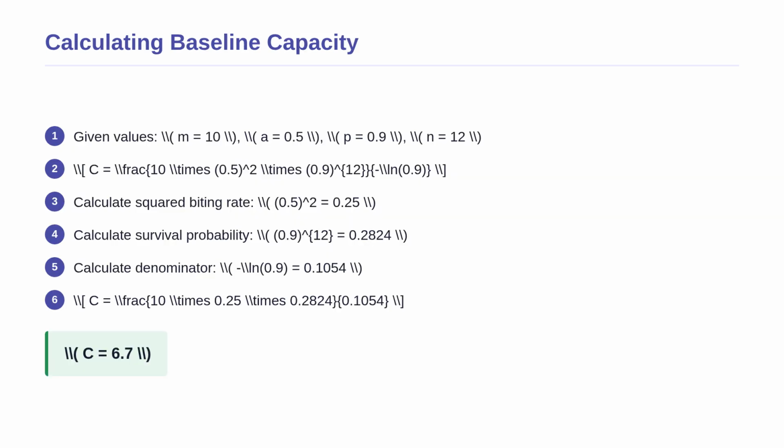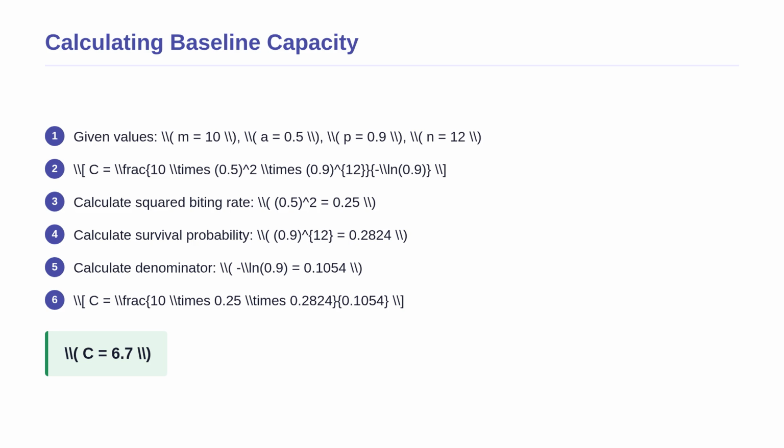Before we move on, let us see this with a concrete example. Imagine a village where the mosquito density M is 10. Their biting rate A is 0.5 bites per day. Their survival rate P is 0.9, and the incubation period N is 12 days. We want to find the baseline vectorial capacity.